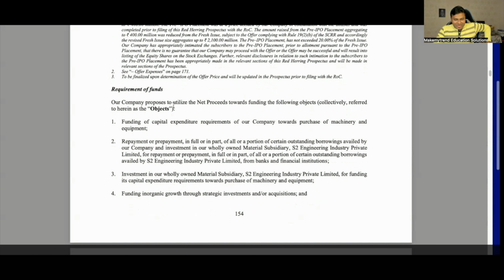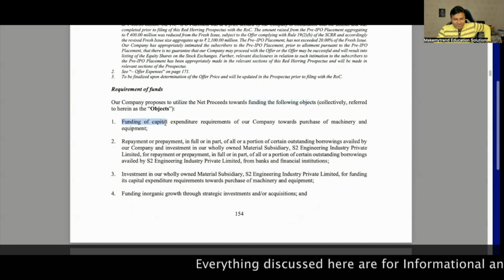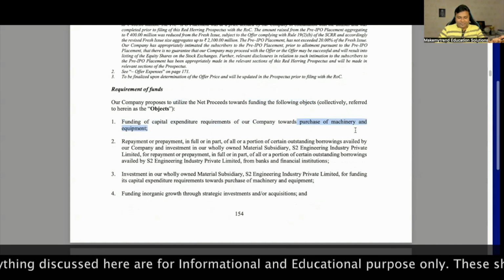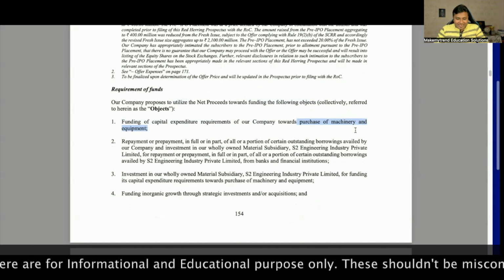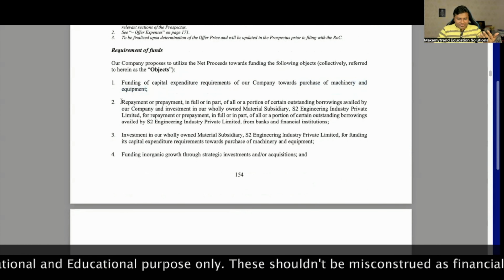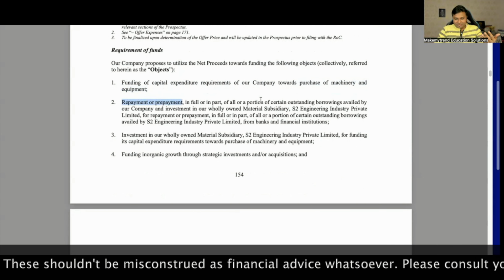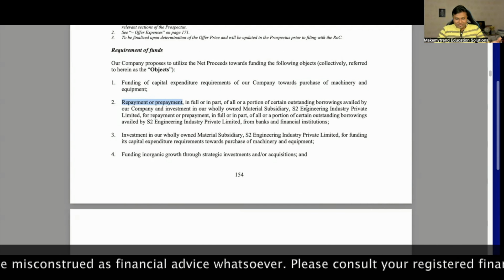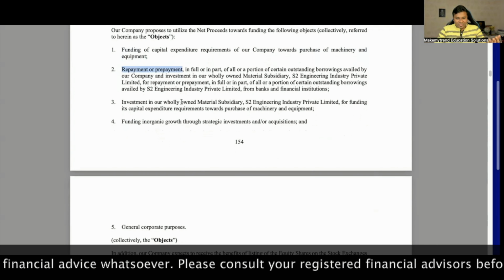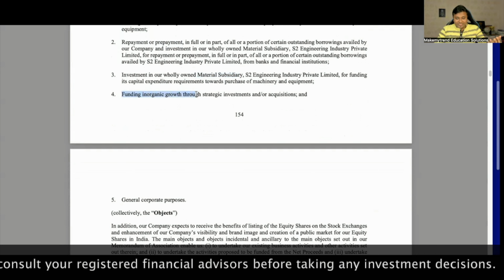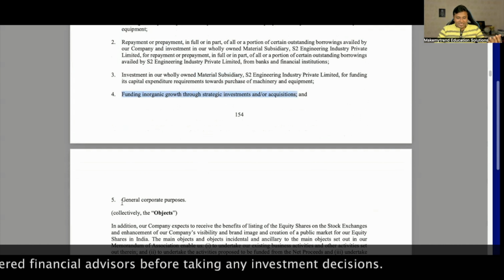The company wants to utilize this money towards funding the following objectives. They want to fund the capital expenditure requirement of the company towards purchase of machinery and equipment, so they want to have a lot of machinery and equipment. The second thing is the repayment or prepayment of some of the amount outstanding. They want to invest in a wholly owned machinery subsidiary. They also want to fund inorganic growth through strategic investment in acquisitions, and general corporate purposes.